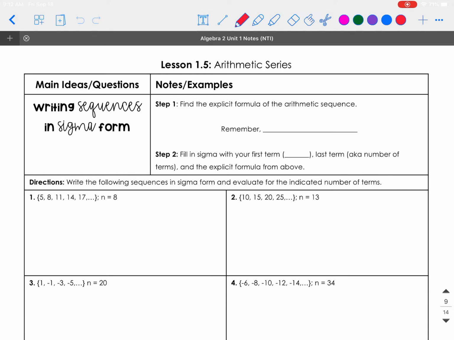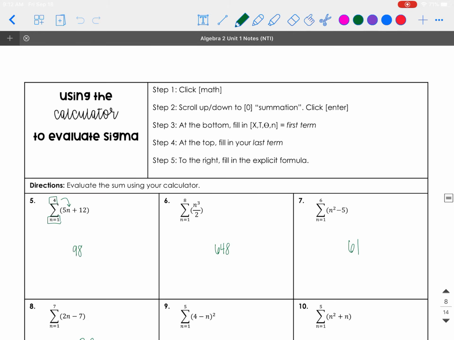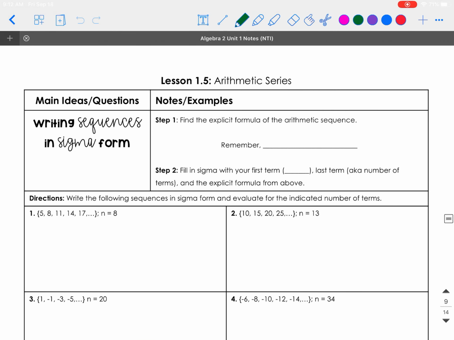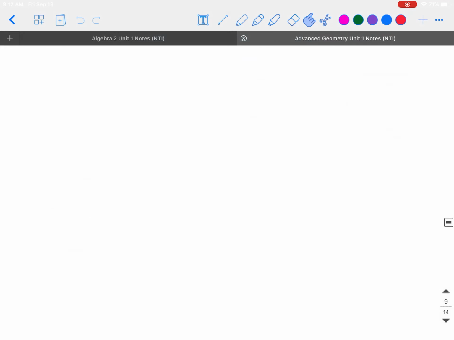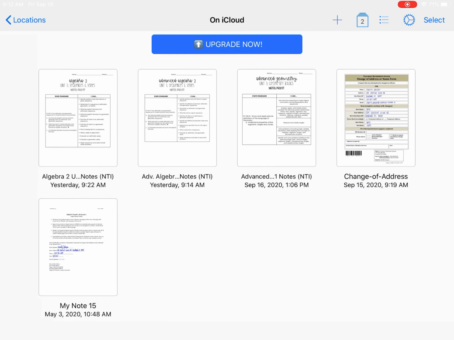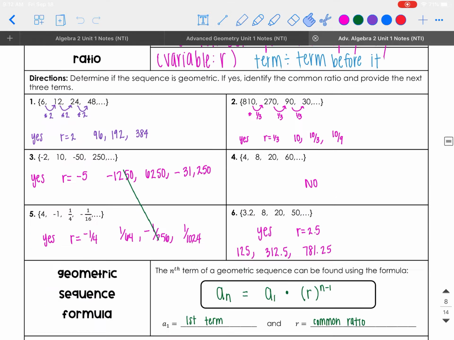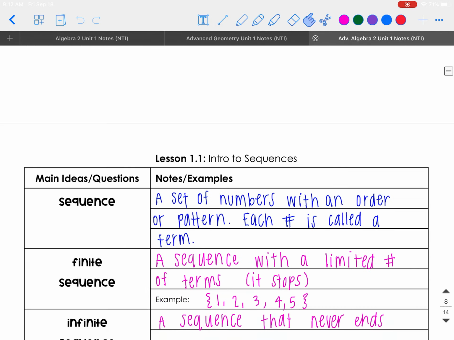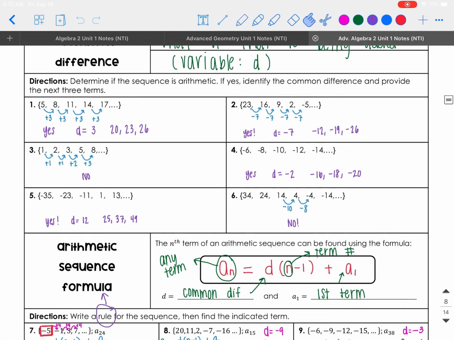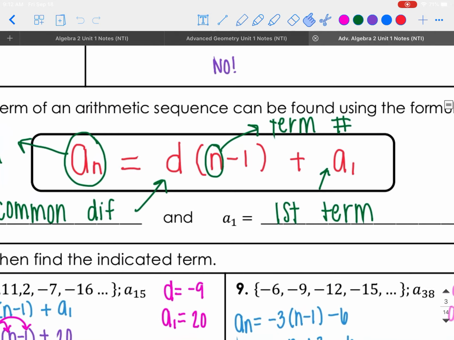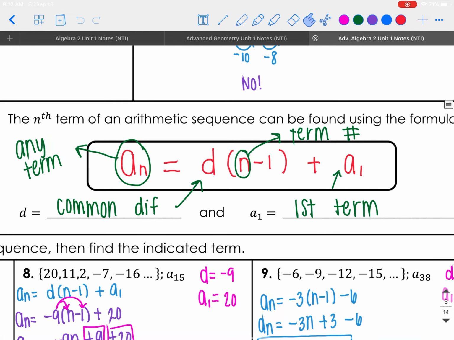So we're going to get into specific series, arithmetic series, for example. And I want to refresh on our formula. If we go back and look at arithmetic sequences, this is the formula right here that we learned. So we're going to refresh on it a little bit and then we'll rewrite it.